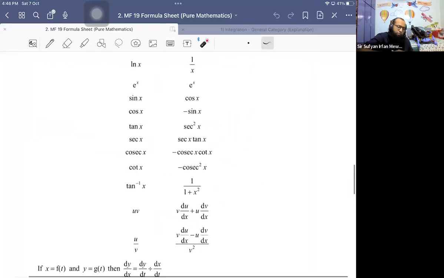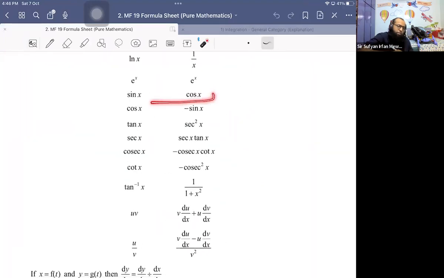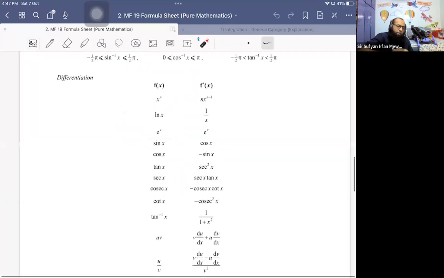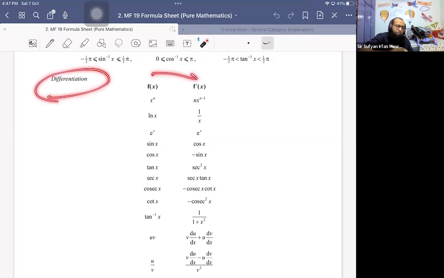The first thing, sin x differentiated gives us cos x. Cos x differentiated gives us negative sin x. And tan x differentiated gives us sec square x. So if you are going to integrate, over here it's written differentiation, f x and f prime x.